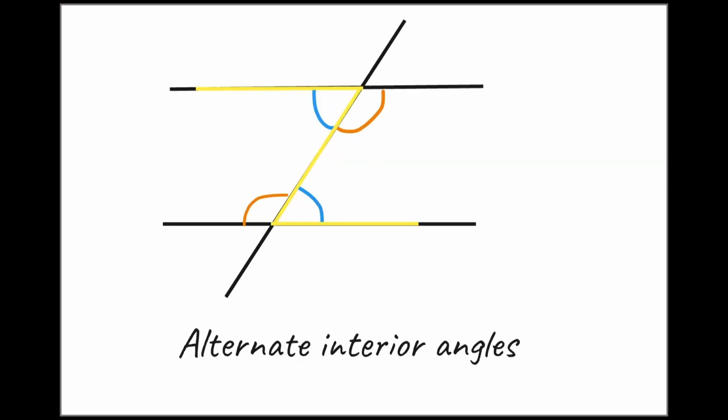So this section basically describes when a line intersects two other lines. That's called a traversal. Those two lines create angle pairs, and those angle pairs have names. So this is what I mean by that.